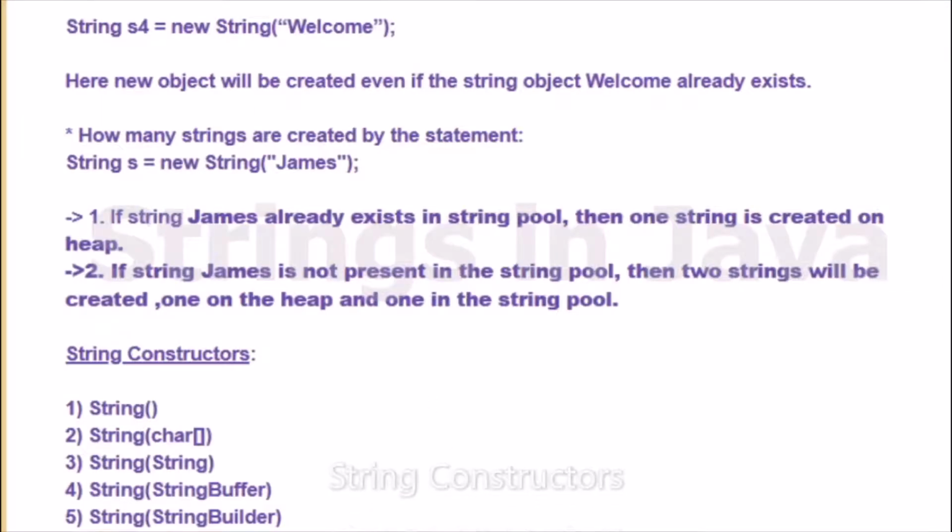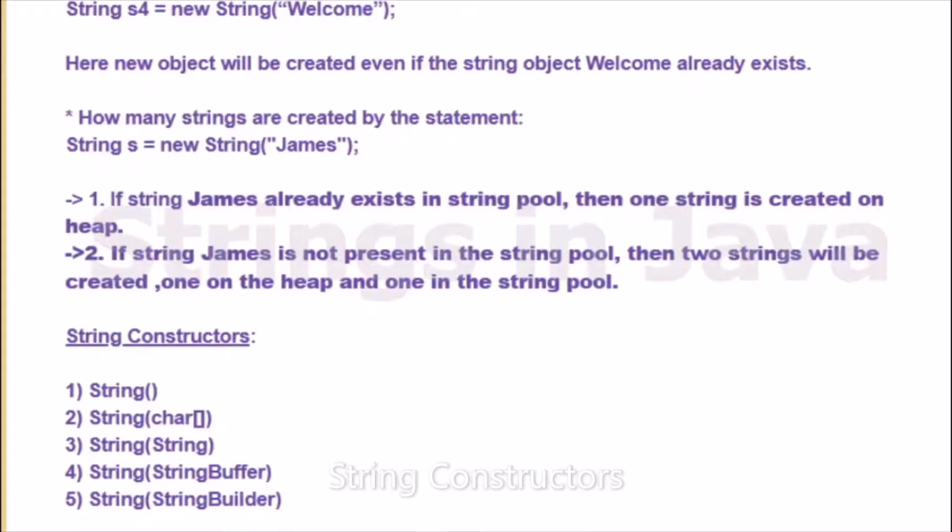Let's look at the statement String s4 = new String("welcome"). Here we are using the new keyword to create a string with value welcome, and a new object will be created even if the string welcome already exists.